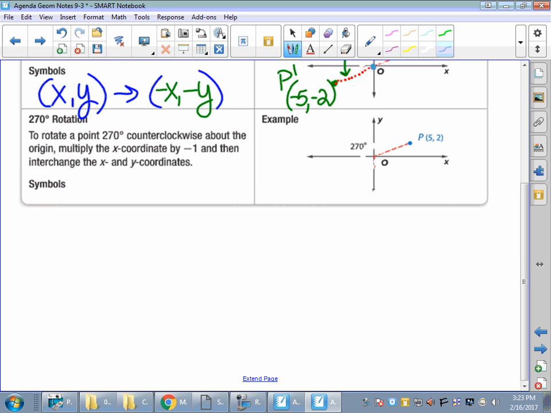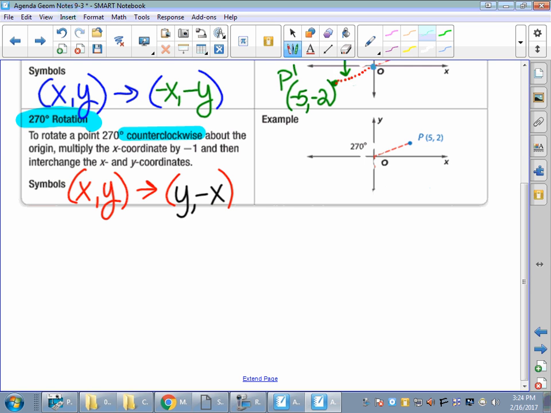So our last rule, last and final rule, is a 270-degree rotation. So if we're going to rotate a point 270 degrees counterclockwise, multiply the x-coordinate by -1, and interchange the two coordinates. So my xy ordered pair becomes, multiply the x-coordinate by -1 and interchange, so I end up with a y, -x.